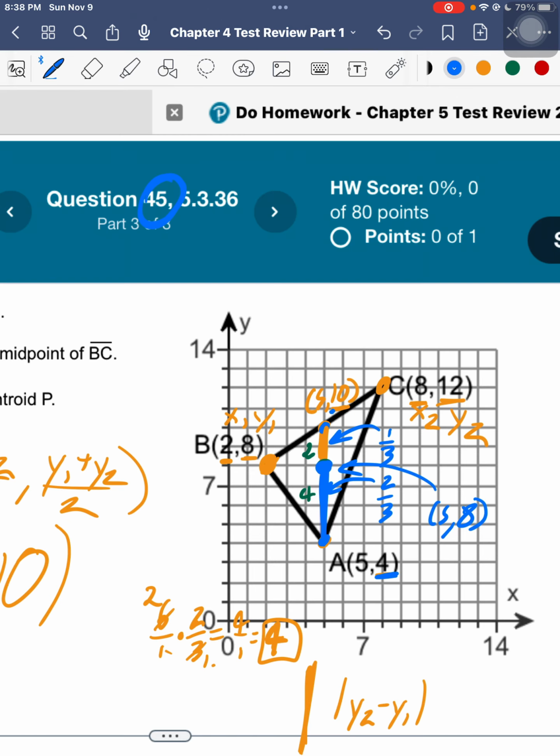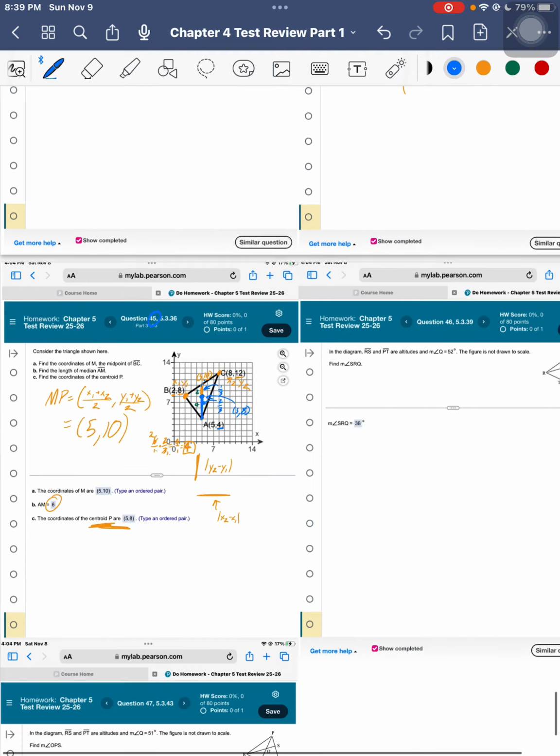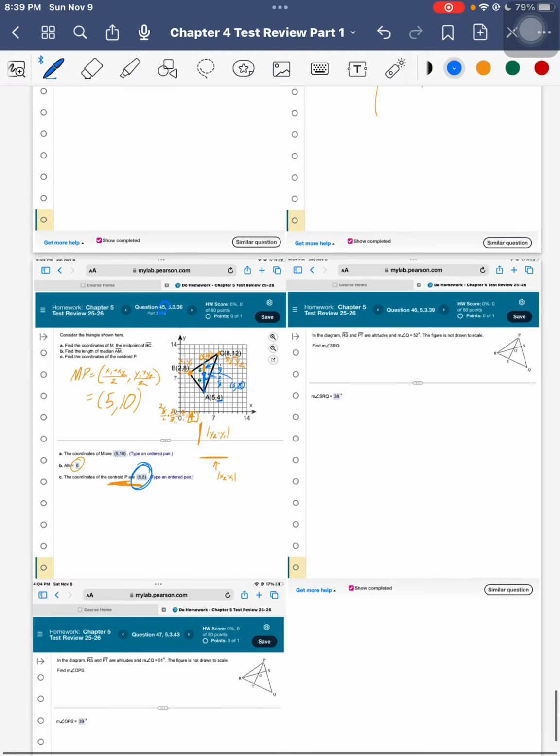So far we have 30 and 45 that are kind of tricky. I wonder if they'll be on your test. I don't know. Who knows? All right, so 5, 8.